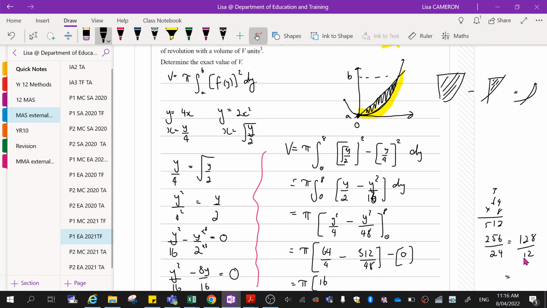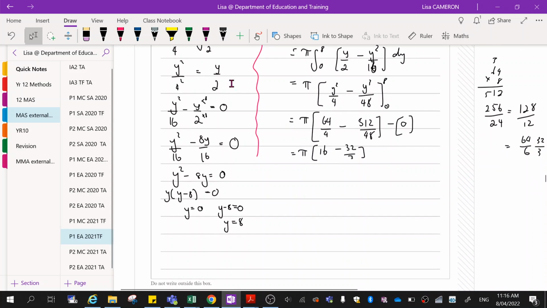This is good. Halve them again. 12 will be 64 over 6. Good. Still even. Halve them again. So that'll be 32 over 3. So minus 32 over 3. Okay, so we want to keep going because we're still not at our simplest form.